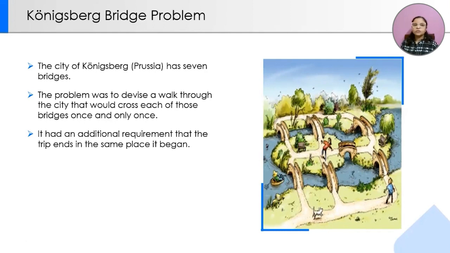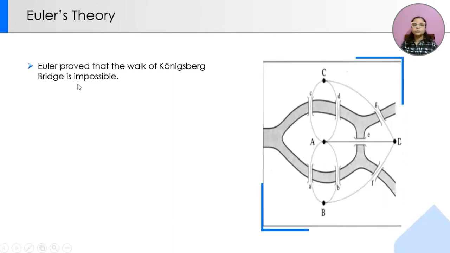Now let's see what theory Euler gave on this particular problem. Euler proved that the walk of Königsberg Bridge is impossible. So while working on this problem, in the end, he proved that the Königsberg Bridge problem is actually impossible. No one can cross all the bridges without repeating the path. And also you cannot start and end your journey at the same bridge. But how did he do that?